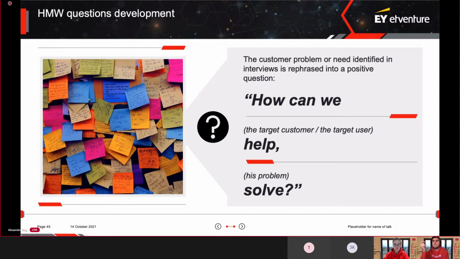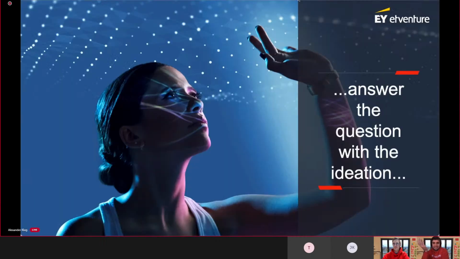So the customer problem or need is identified in interviews, which you did before, and rephrased into a positive question. How can we, the target, the customer, the user, help to solve his problem? And there you can exchange the help for ensure or whatever else you come up with. And come up with a lot of how might we questions. There's not one question you could answer. You could bring up a lot of questions and maybe vote in your team which how might we question you think is the best one to be more creative. And then answer the question. This is where the ideation part comes in.